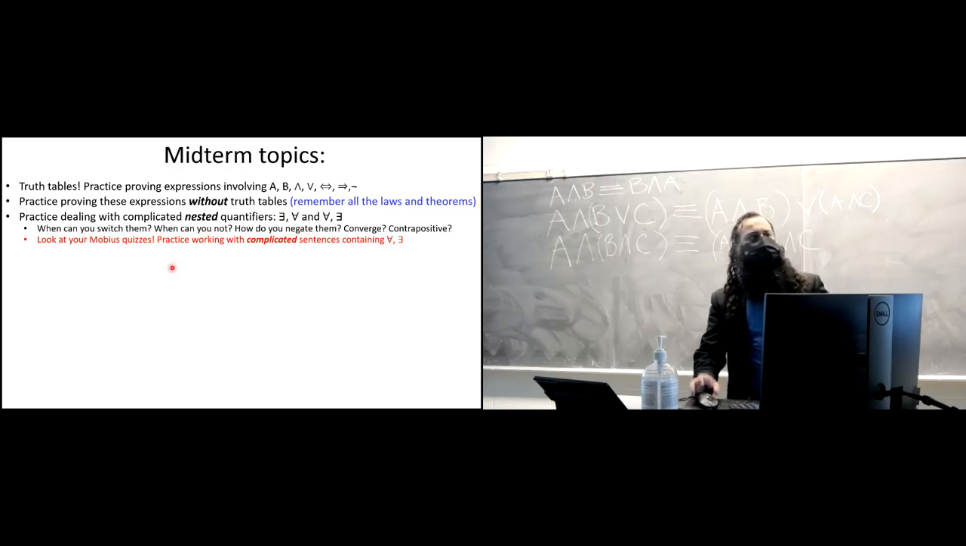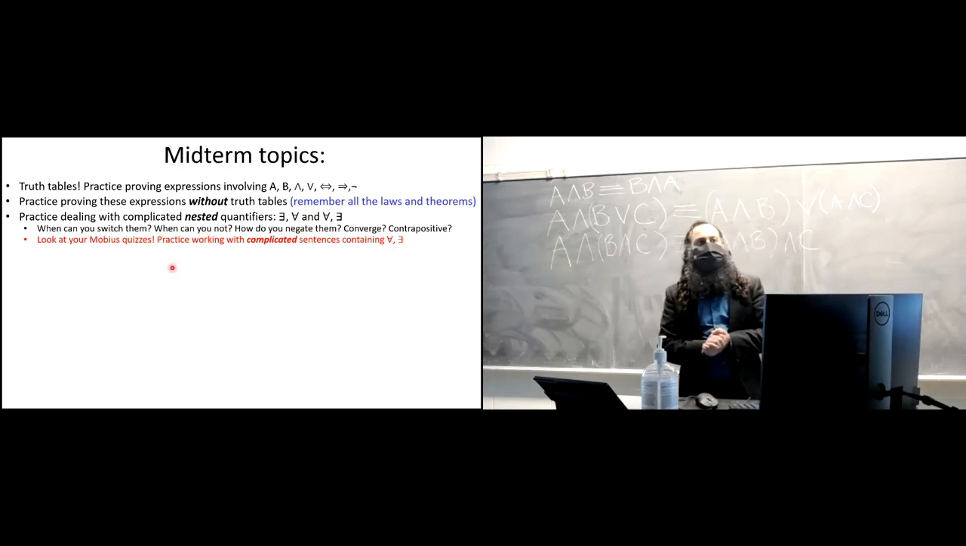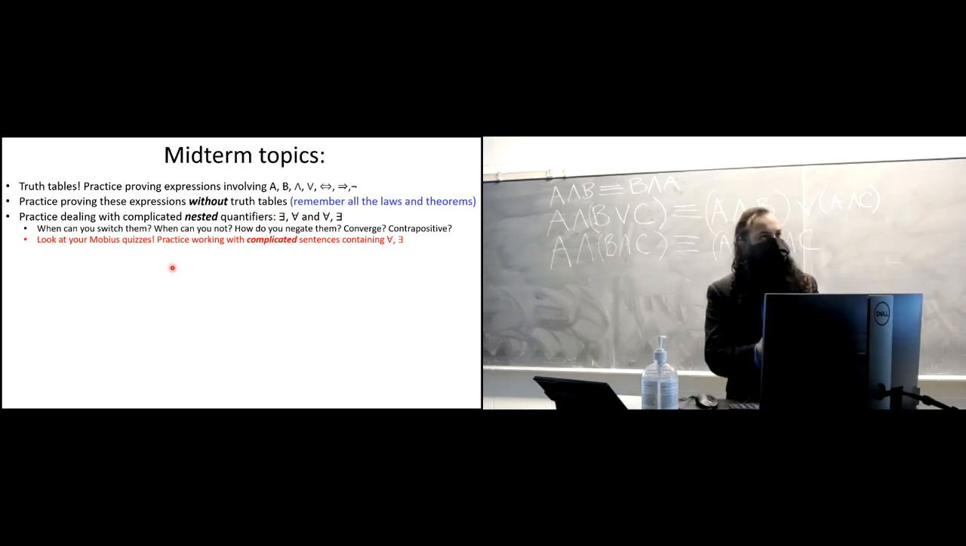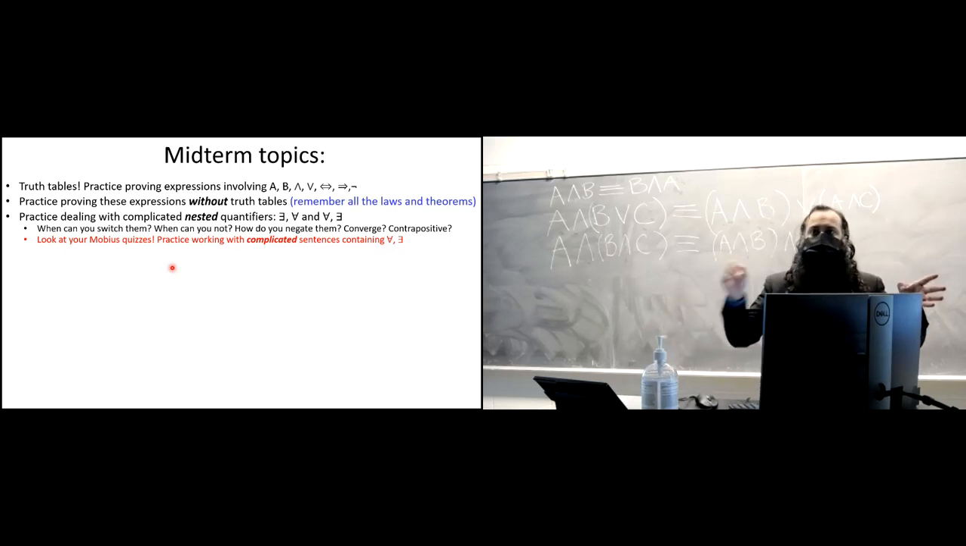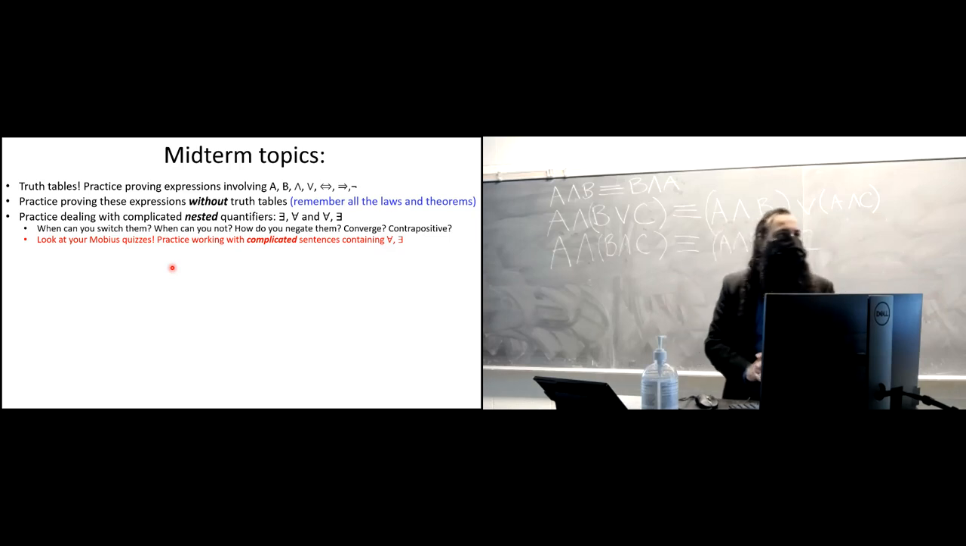You should understand logical equivalence. A is logically equivalent to B if A is true and B is true, and what else? Is it enough that A is true and B is true for logical equivalence? What else do you need? A is false when B is false. So it's not enough that A is true and B is true for logical equivalence. You also need that when A is false, B is false.